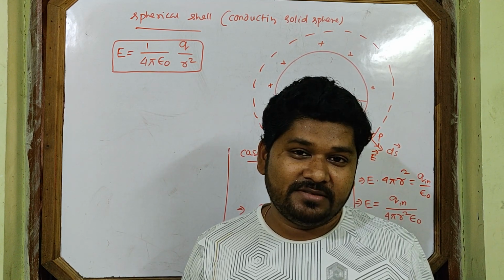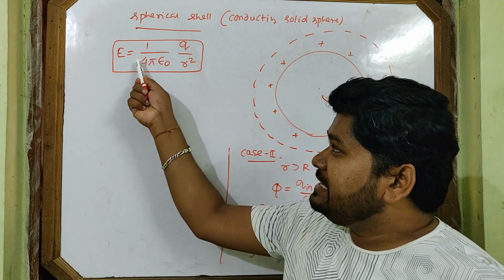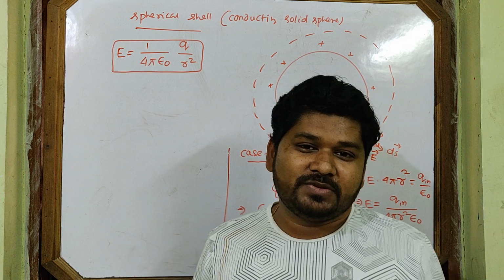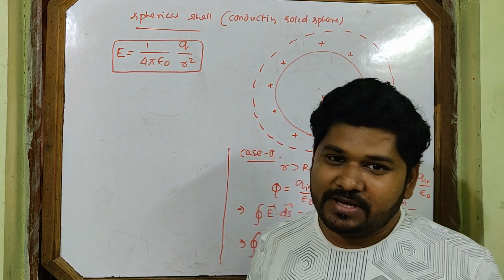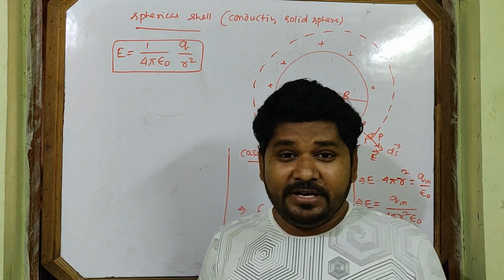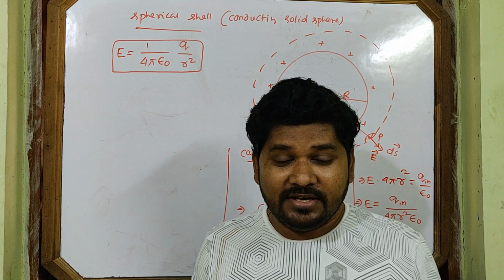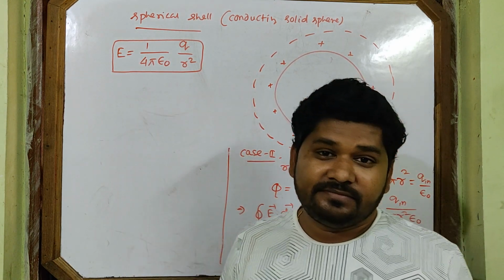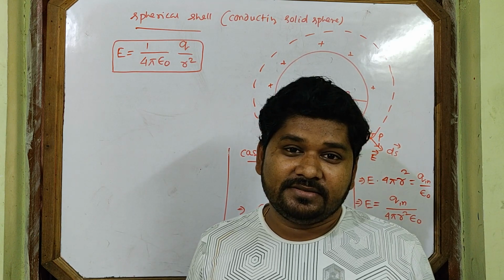Yes, what have we seen? This is the expression of intensity due to a point charge: K Q by r square, that is 1 by 4 pi epsilon Q by r square. That means the expression of intensity due to a point charge is the same as the expression of intensity due to a spherical shell. Yes, both are the same.